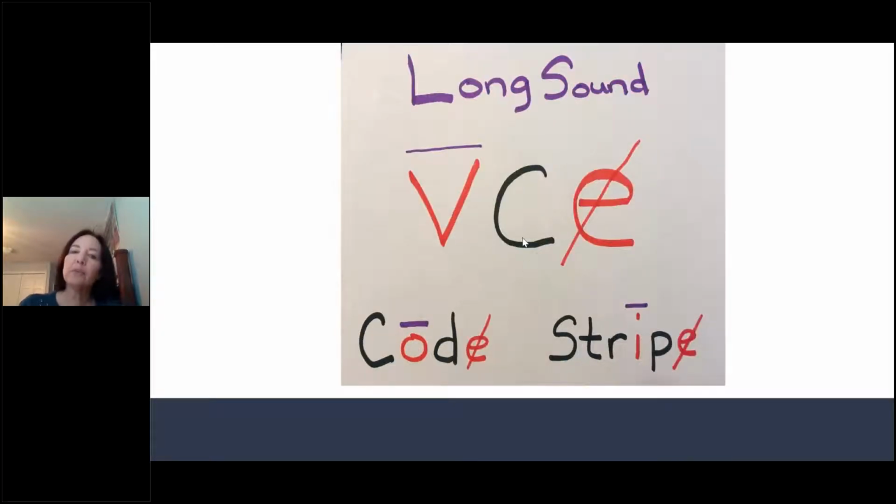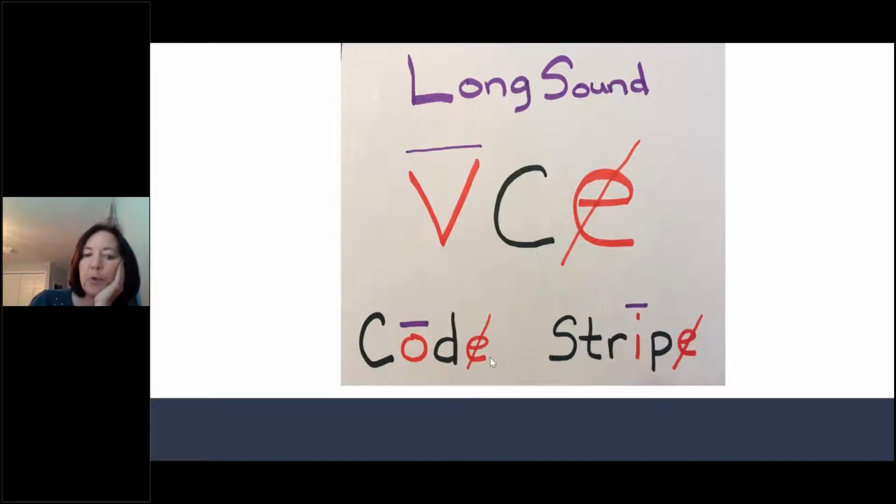Now, the vowel is going to make its long sound when we have any vowel followed by any consonant, but then after that consonant, we have a silent E. So this isn't the E like in "ed," "pe," or "me." This is the E at the end of the word that comes right after a consonant that is preceded by a vowel. And it's silent, you hear nothing.